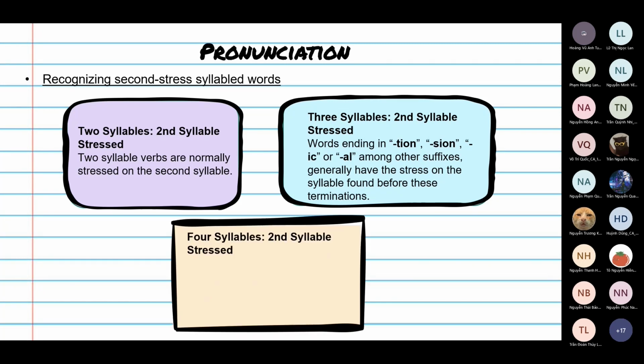A 4-syllable word. The second syllable is stressed. The words end with these suffixes. Some examples would be philosophy, psychology, community, and historical.